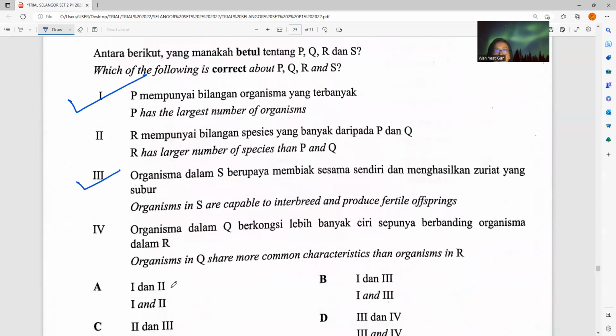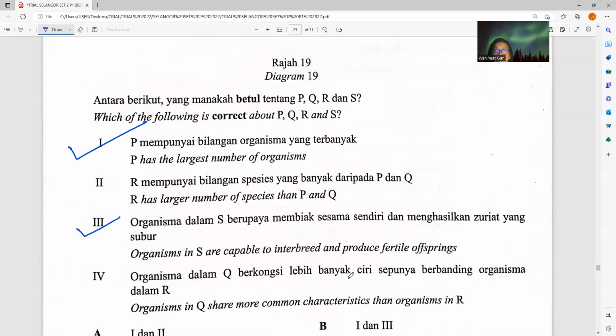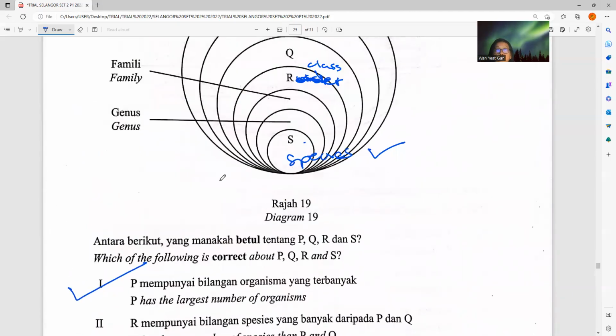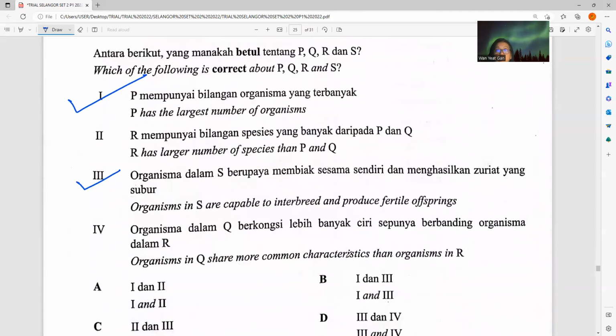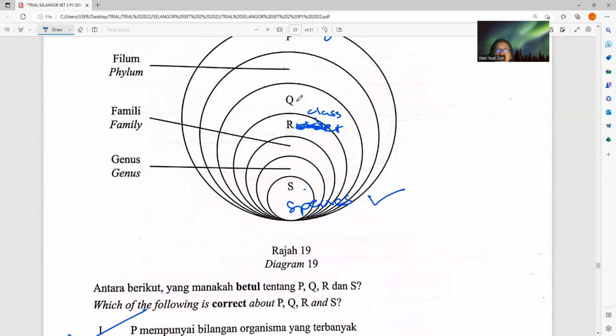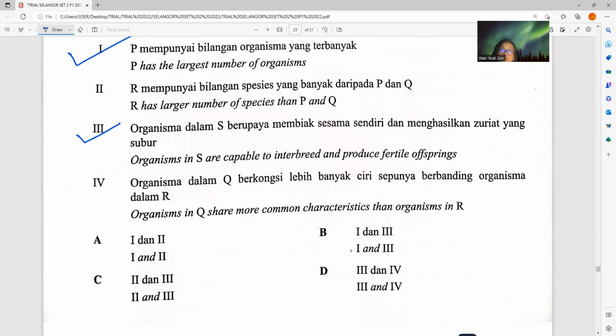And the last one, organisms in Q share more common characteristics than in R. Okay, so that is not true, because the lower it is, R actually shares more common characteristics than Q. And then among family, they share more common characteristics than order and so on. So that is not correct. So the answer is B.